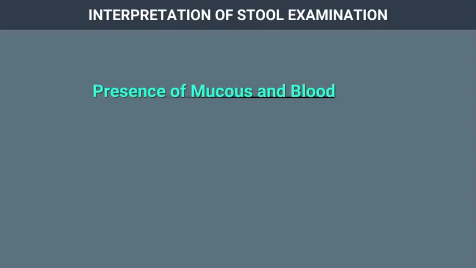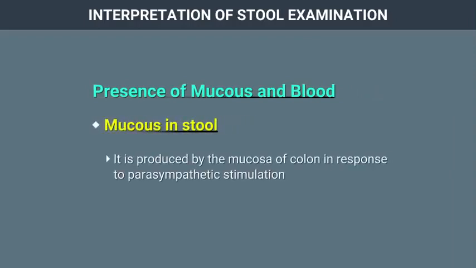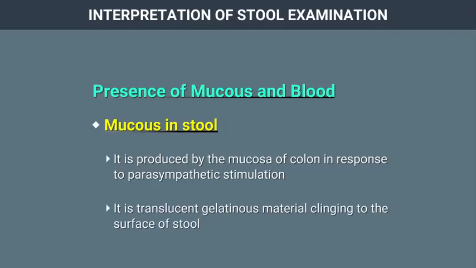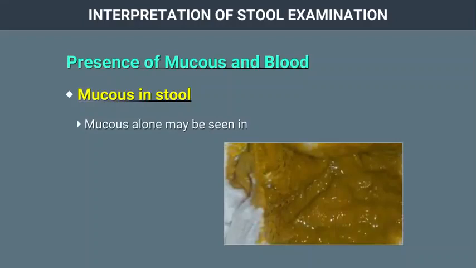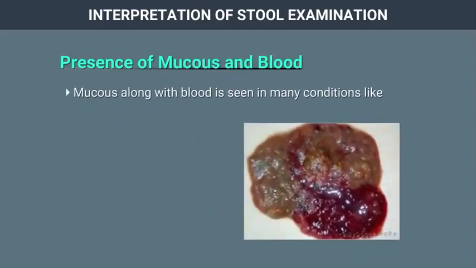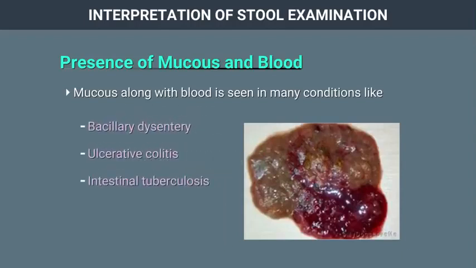Presence of mucus and blood. Mucus is produced by the mucosa of colon in response to parasympathetic stimulation. Mucus is translucent, gelatinous material clinging to the surface of stool. Mucus alone may be seen in severe constipation or mucus colitis. Mucus along with blood is seen in many conditions like bacillary dysentery, ulcerative colitis, intestinal tuberculosis, amoebiasis, enteritis, etc.